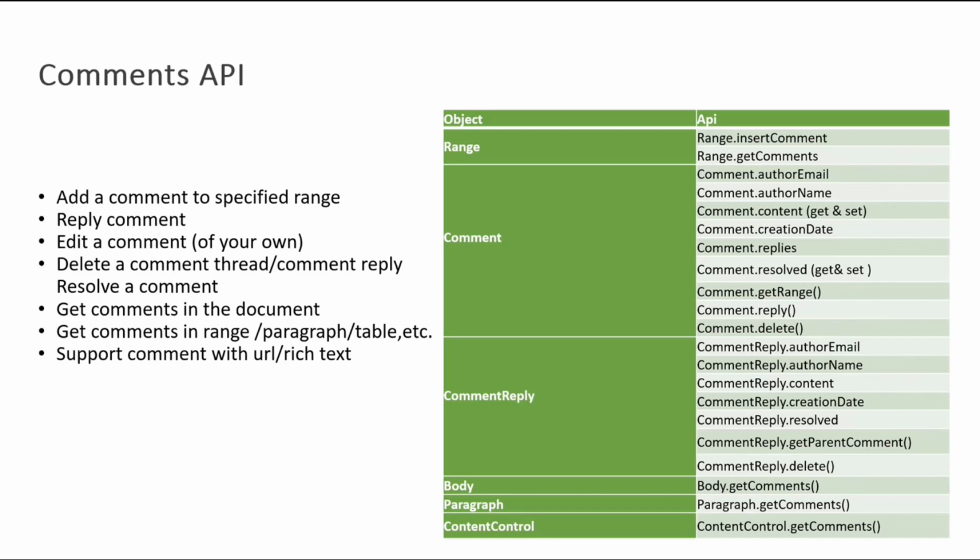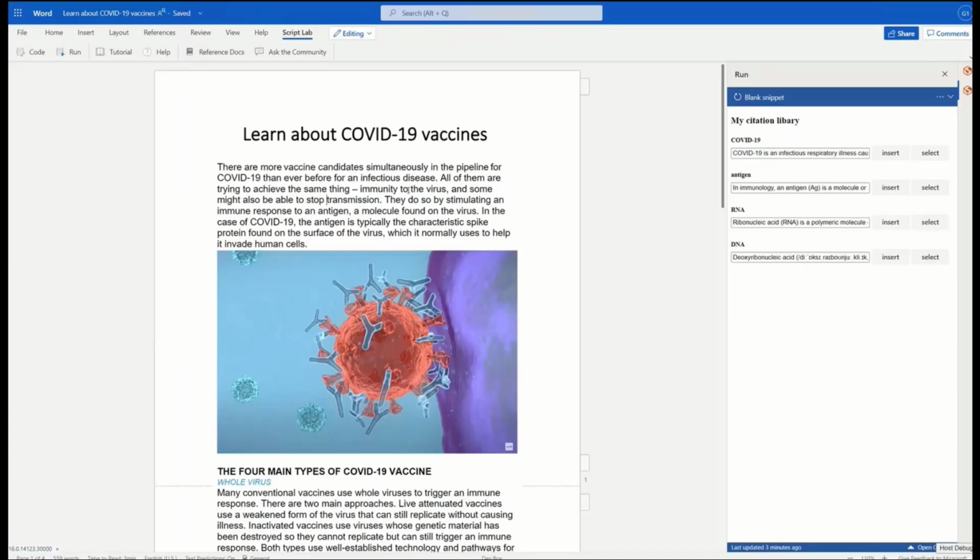As you may know, previously this API was enabled in version 2. With the new update, we will support it also in Word Online. We have a quick demo to show how to use these two APIs in the citation management scenario and the comment scenario. So you can see this.